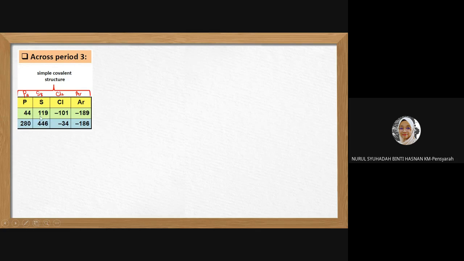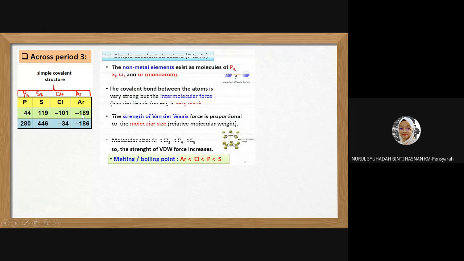So S8 paling tinggi, followed by P4, ada 4 atom, 44. Lepas tu bila 2, dia kurang sikit. Bila 1, lagi sikit dia punya melting and boiling point. Okay, so kita kata, okay, the non-metal exists as molecules of P4, S8, Cl2 and argon as monoatom.